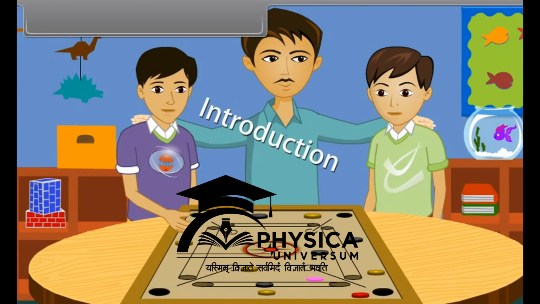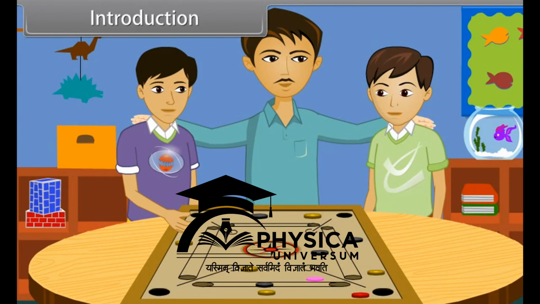Hey kids, what are you doing? We are playing carom board. Wow, that's great. Can I ask you something? Sure, Dad. Do you know which motion is occurring in this game? Yes, motion in a straight line. But your coins are continuously changing direction. What about this?